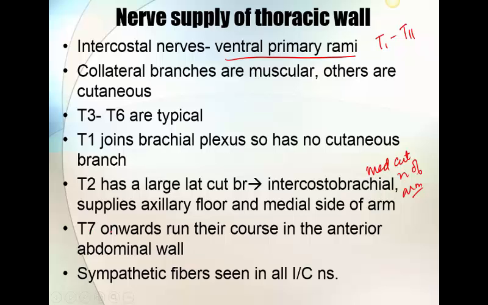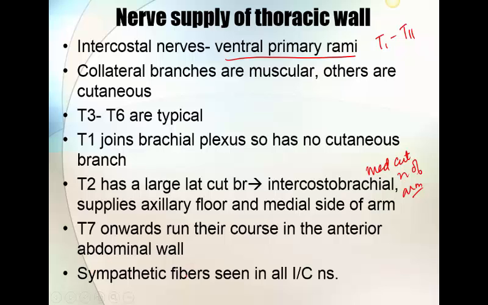And T7 onwards, T7 to T11 and the subcostal, they don't remain in the intercostal spaces. Instead, they go down and into the anterior abdominal wall, and they supply the anterior abdominal wall. So they are again not typical. So therefore, third to the sixth are typical.